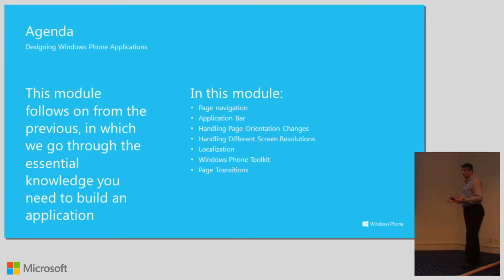So in this module, we are going to cover the page navigation, how we move from one page to another, how we pass information from one page to the other, how do you provide context to your application. As I mentioned earlier, we do not have navigation, we do not have scroll bars, we do not have menu bars. So if you want to apply some kind of menu to your application, how do you do that? And we talk about that in the app bar section. We talk about page orientation changes, localization, and how you can use the Windows Phone Toolkit to add page transitions to your application.